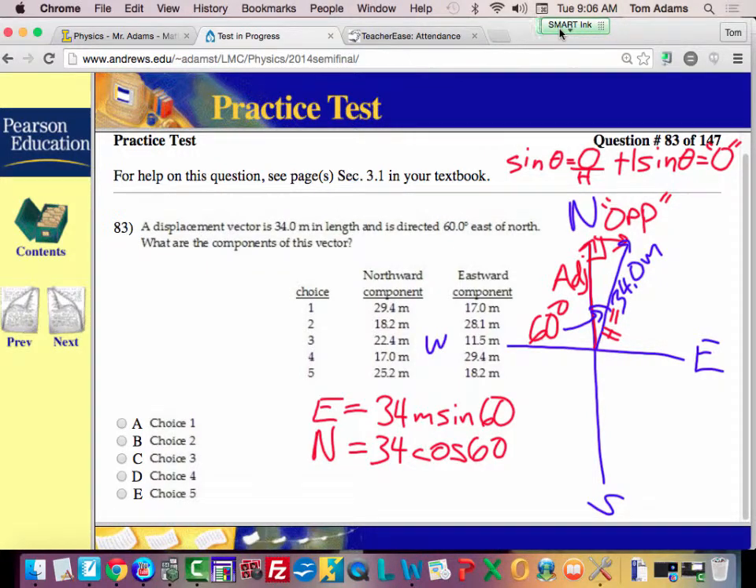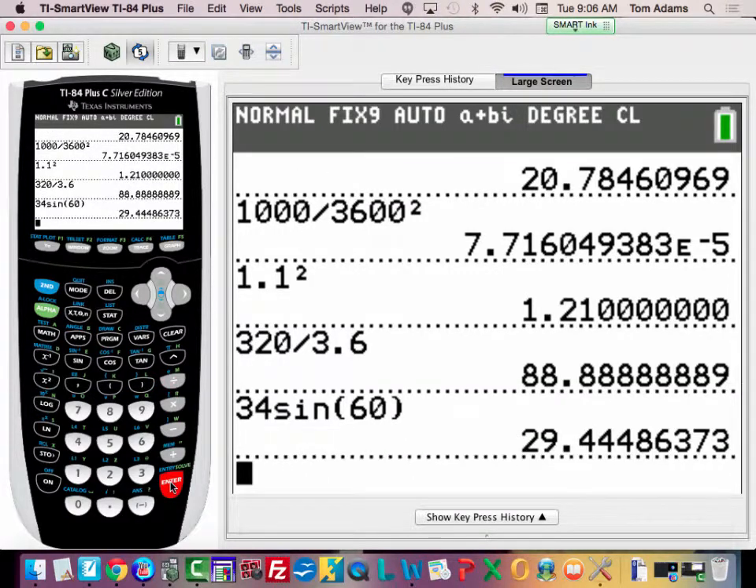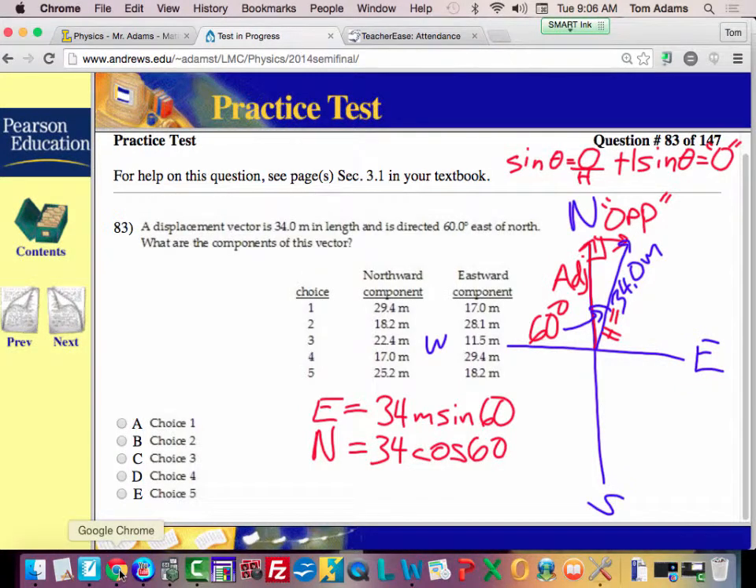All right, so get out my handy dandy calculator. I should be in degree mode. 34 sine of 60 equals 29.44. So let's check that one. So that was for east, 29.4. That's the east component, it's this one.